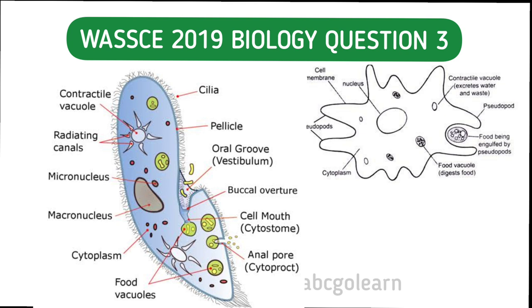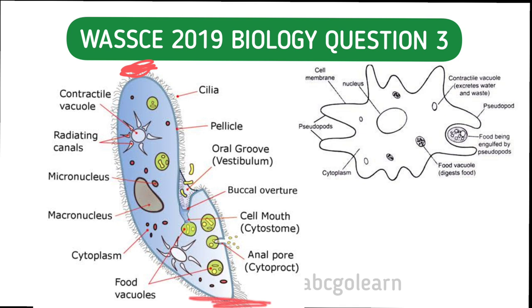Though these organisms are unicellular, they still perform functions that even we humans perform. Starting with the paramecium, it has the anterior part and the posterior part. The anterior part is blunt or rounded. And the posterior part is pointed. You can see the posterior part around this place. It is pointed.